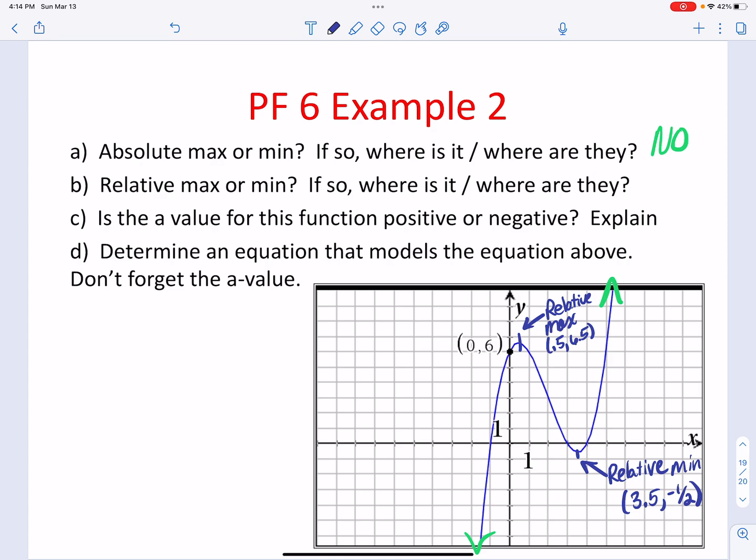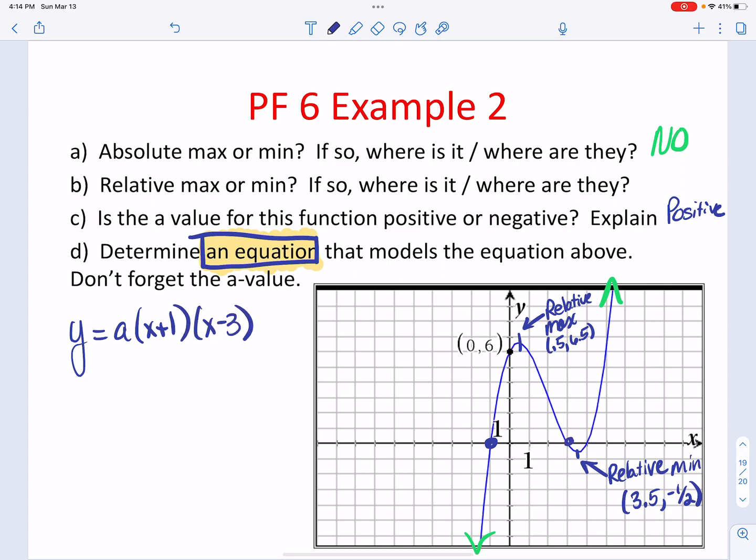Is the A value for this function positive or negative? It is going up to the right, so it's a positive A value. Okay, and then again, determine an equation. If you blow 5 minutes on this on the test because you're not reading the directions, that's kind of on you. If I determine an equation that models it, I have a single root at -1, so (x + 1). I have a single root at 3, so (x - 3). And I have another single root at 4, so (x - 4).